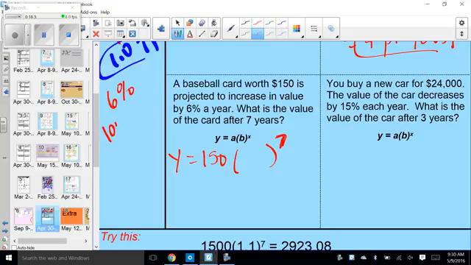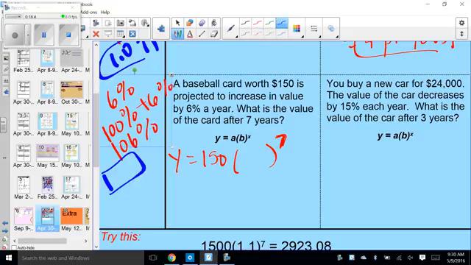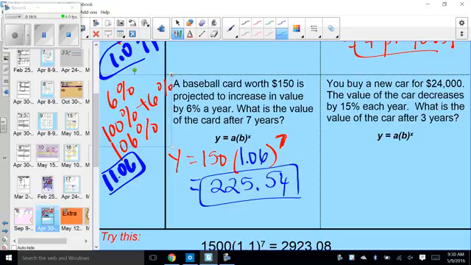We get 100% of the money back. We get all the 150 back plus the 6% growth. So that's really 106%. In decimal form, that is 1.06. So my b value is 1.06. We have 150 multiplied by 1.06 to the 7th power. Typing that in my calculator then, my output is $225.54. That's what the baseball card is worth after year 7. If I'm going too fast, go ahead and pause that video.